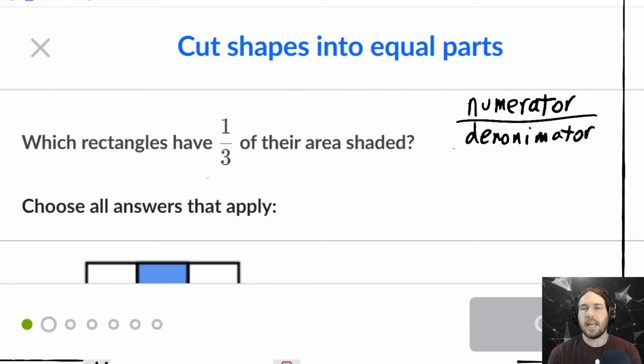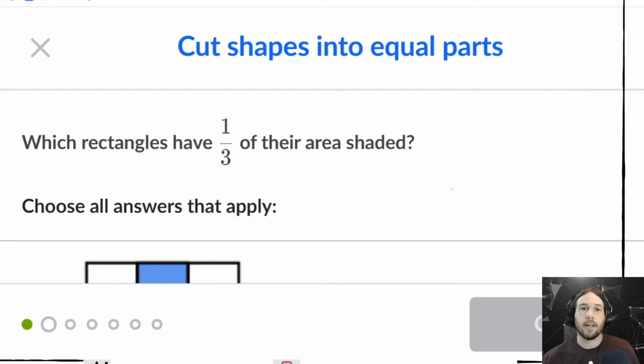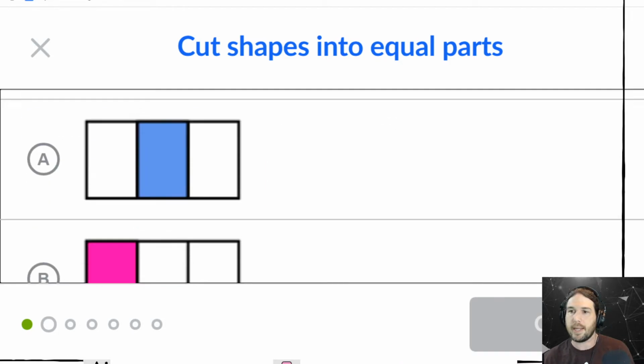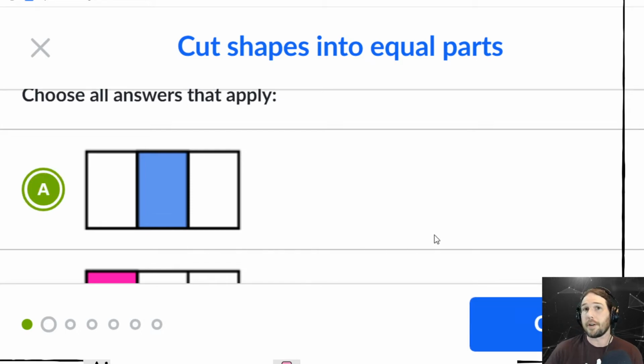It's not that these names were made up just to mess with you. They're not overcomplicated just to be overcomplicated. They are telling you what they do. The numerator counts. The denominator tells you how much each piece is, how much of a whole each piece is. So when I say 1/3, it means that I've got one of them out of 3 pieces. So I'm going to erase that. And it looks to me like this very first answer right here is indeed 1/3. There are 3 pieces. They're equal. And one of them is shaded, 1/3.